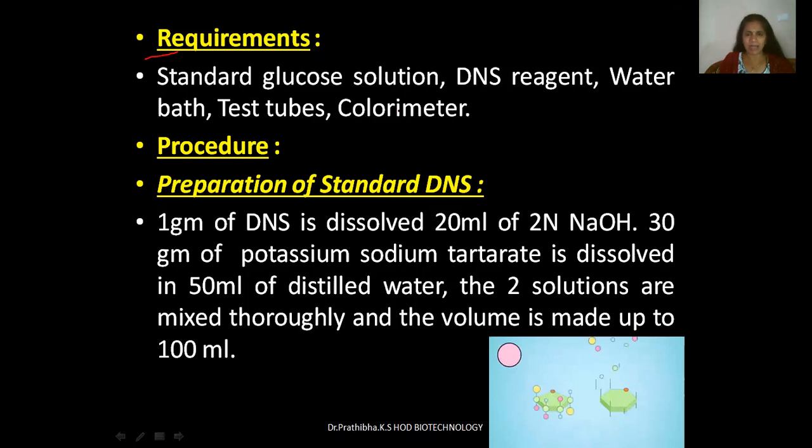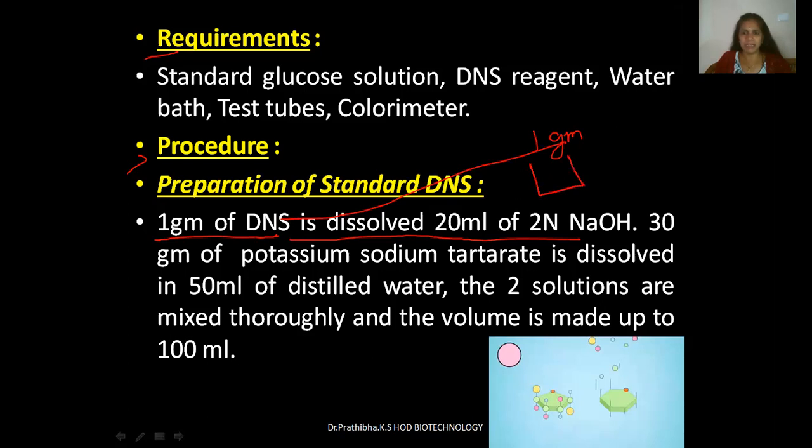Preparation of DNS reagent. For preparation of the DNS reagent, you need to take 1 gram of DNS dissolved in 20 ml of 2 normal NaOH. So first you are going to weigh 1 gram of DNS, and dissolve it in 20 ml of 2 normal NaOH.